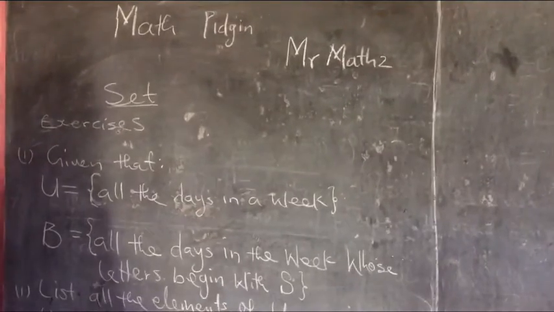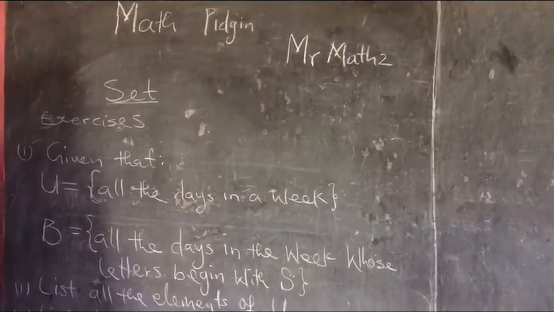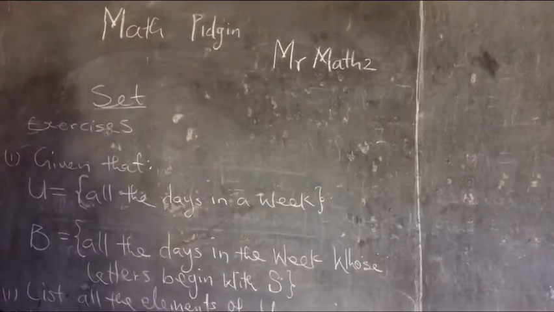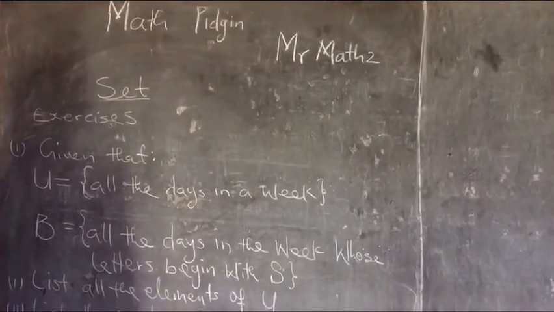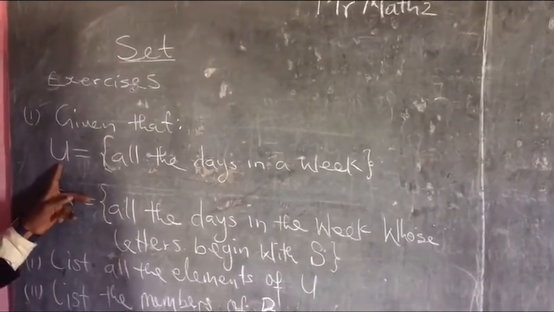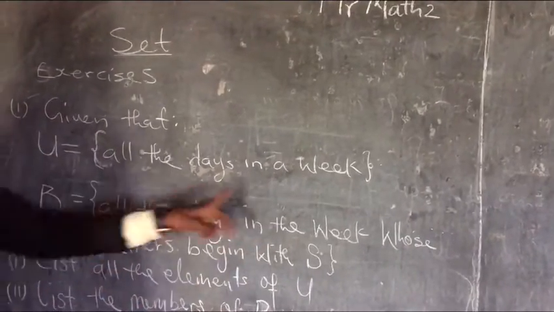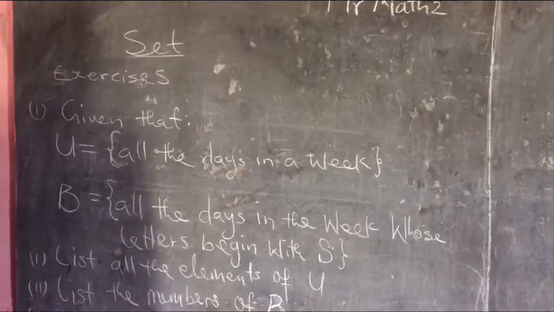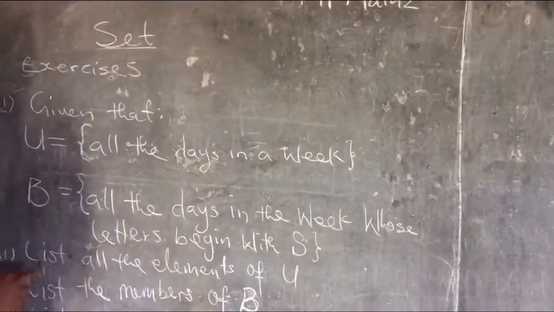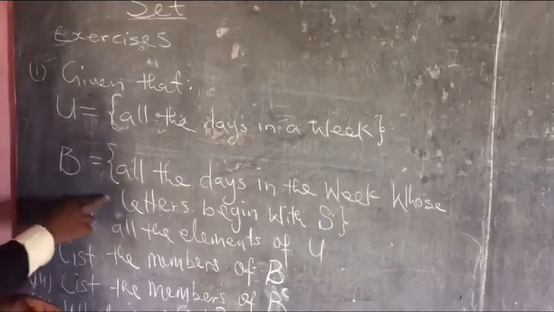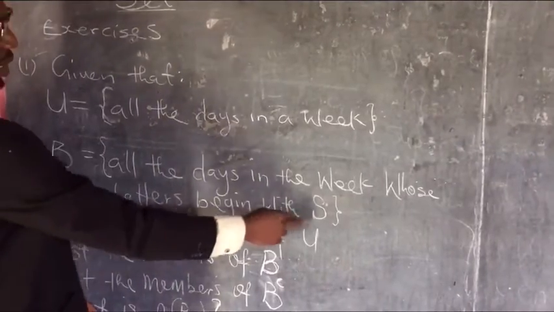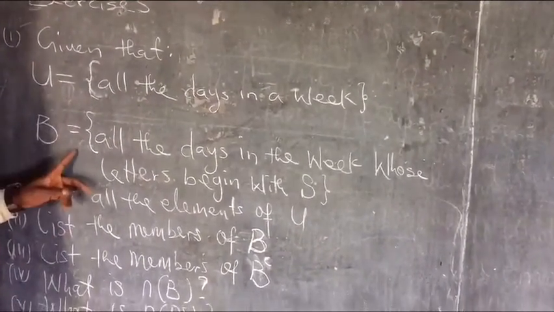Now, based on those introductions, we want to use and solve some small questions for sets before we dive deep into sets. So we'll check this question. It says, given that U, that's our universal set, is equal to all the days in a week, and set B is all the days in the week whose letters begin with S. That is the description of set B.